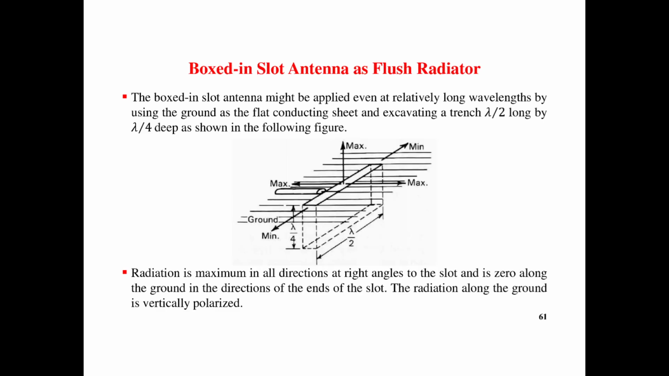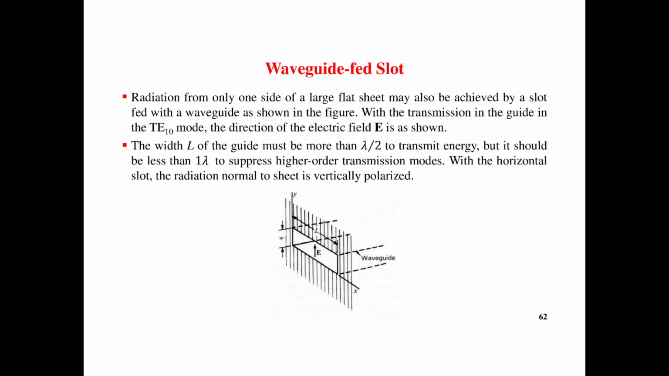Boxed-in slot antenna as a flush radiator. The boxed-in slot antenna might be applied at relatively long wavelengths by using the ground as a flat conducting sheet and excavating a trench lambda by 2 long by lambda by 4 deep as shown in the figure. Radiation is maximum in all directions at right angles to the slot, and it is zero along the ground in the direction of the slot. The radiation at the ground is vertically polarized.